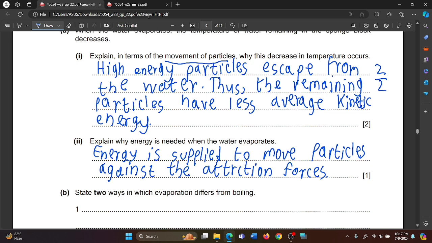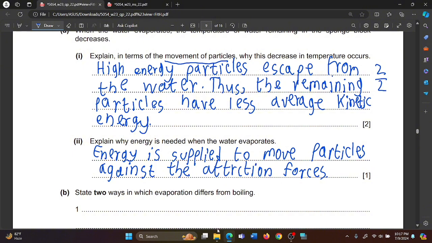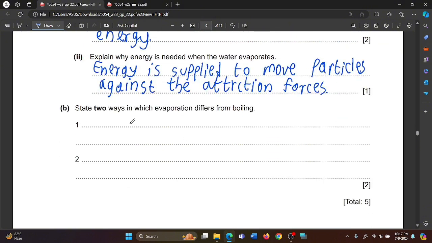Let's look at the mark scheme. The mark scheme says work is done, which is energy is used, moving particles apart against forces of attraction. So we wrote this part, moving particles against the forces of attraction. So we got this mark as well. Now let's look at part B. State two ways in which evaporation differs from boiling. So it asks for two differences between evaporation and boiling.